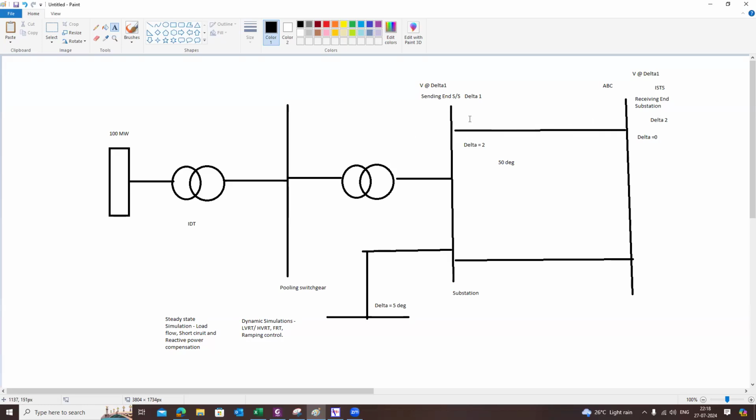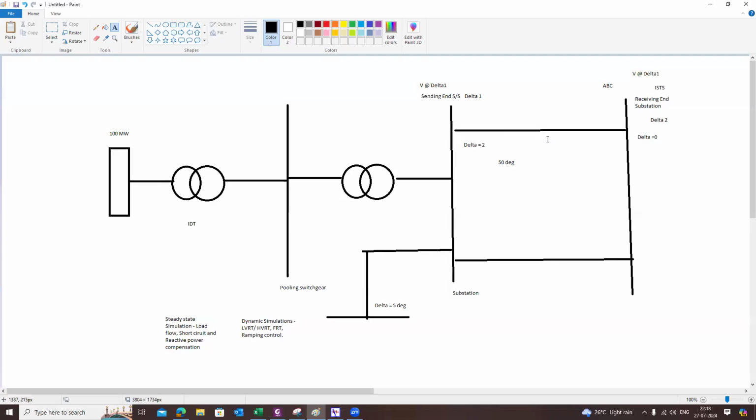Because if it goes beyond 23 degree in India and 30 degree in other countries, essentially there should be an additional transmission line added, or somehow the power flow has to be limited, or power flow is a constraint, so that the angle is brought below 23 degree or 30 degree.